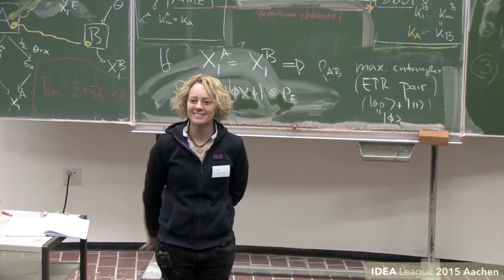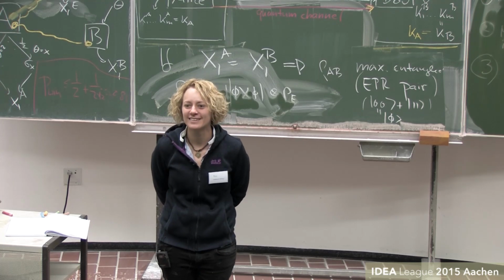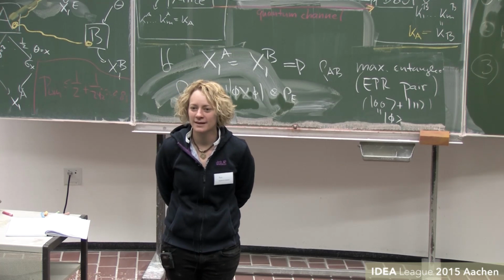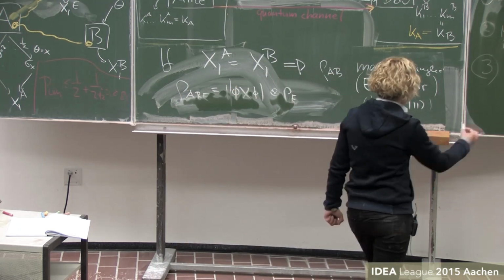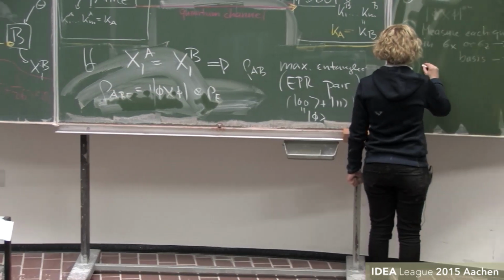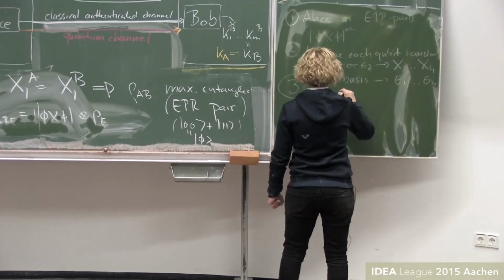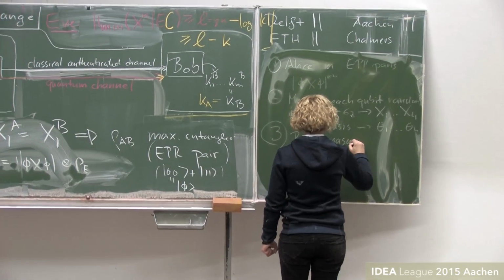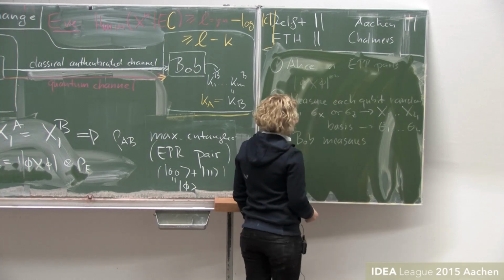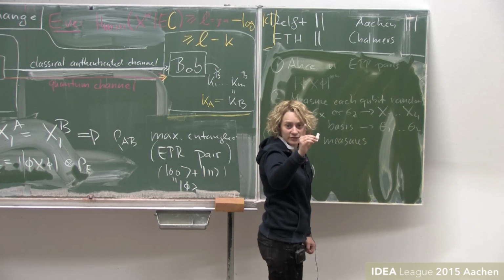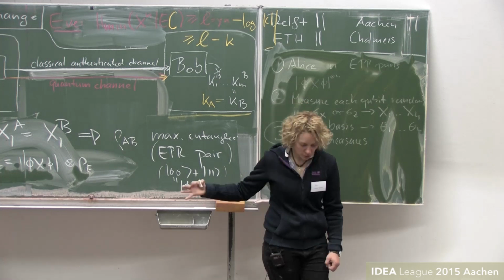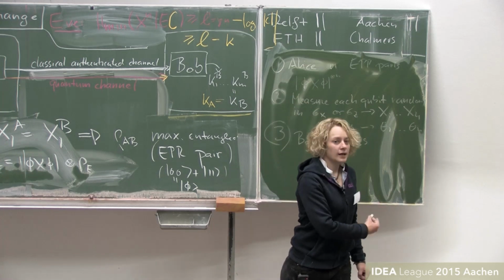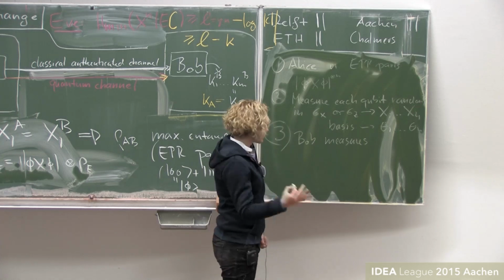Yes? Bob confirms the measurement, and then they share part of the key. Okay, so Bob, let me first write it down. Bob's going to measure. And because we don't want him to have any memory, we want him to measure immediately. A qubit arrives from Alice to Bob, and he doesn't know yet what this basis is, and he's going to measure.